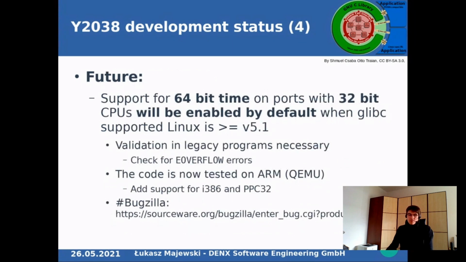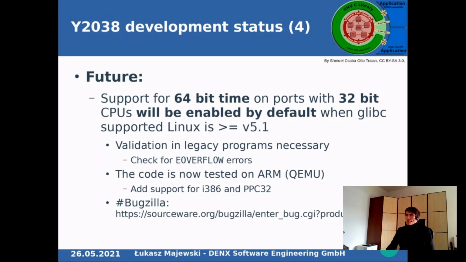So what are the future plans for this feature of glibc? For sure, the 64-bit time on ports which are using 32-bit CPUs is going to be enabled by default when the minimal supported Linux kernel version is newer than version 5.1. This will not happen soon though, because now the glibc minimal supported Linux kernel is 3.2, so I predict that it will take many years before this will happen.